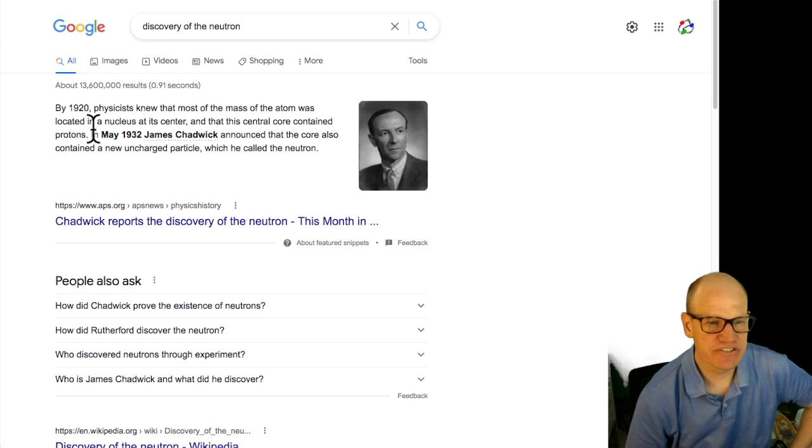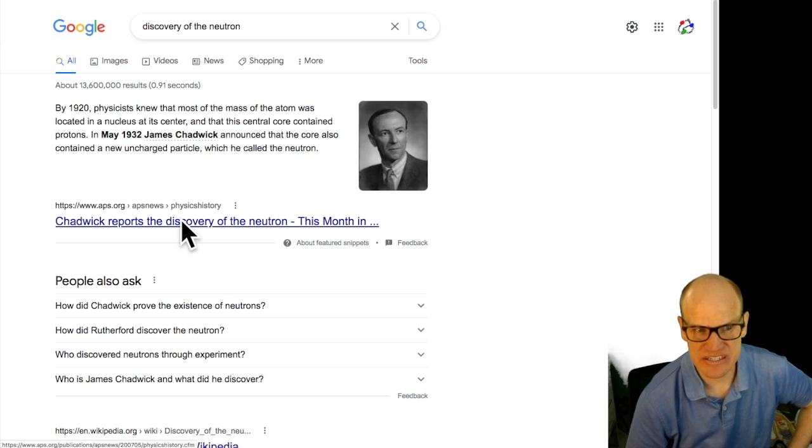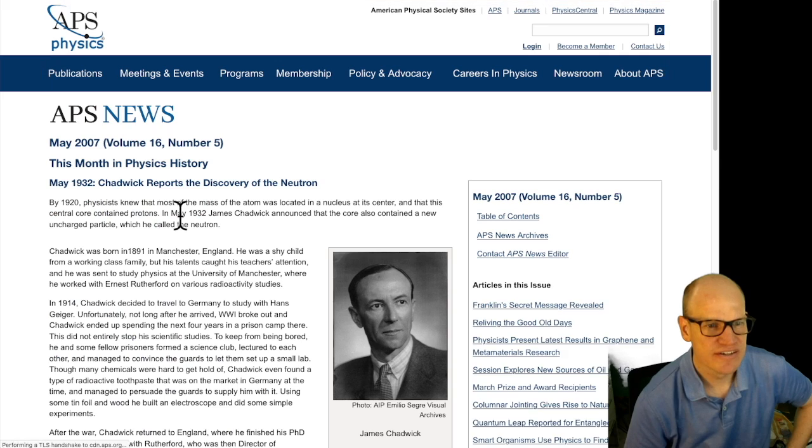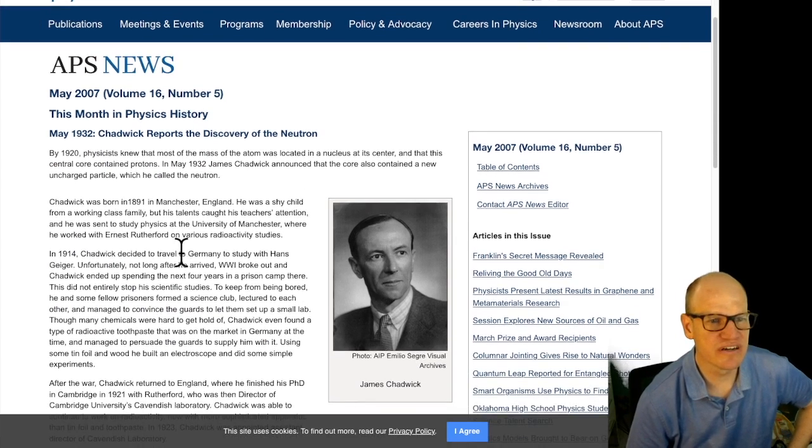By 1920, physicists knew that most of the mass at the center of the atom was located in the nucleus. The core contained protons. In May 1932, James Chadwick announced that the core also contained a new uncharged particle, which he called the neutron.